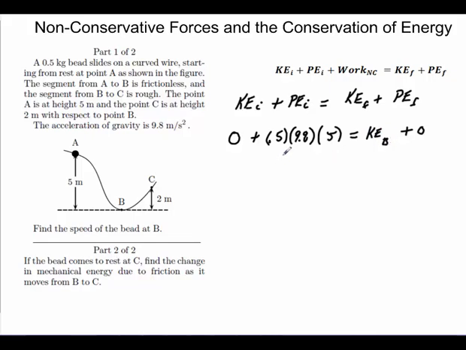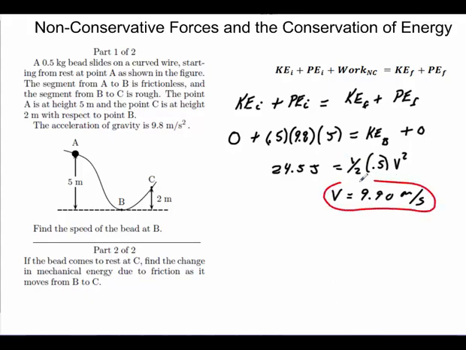So go ahead and do the multiplication over here. This gets us 24.5 joules. That's how much energy we had in the beginning with respect to B. We just set that equal to 1/2 times the mass times V squared. We solve for V. V would equal, I believe, 9.90 meters per second. Okay, so that would be the velocity at B.